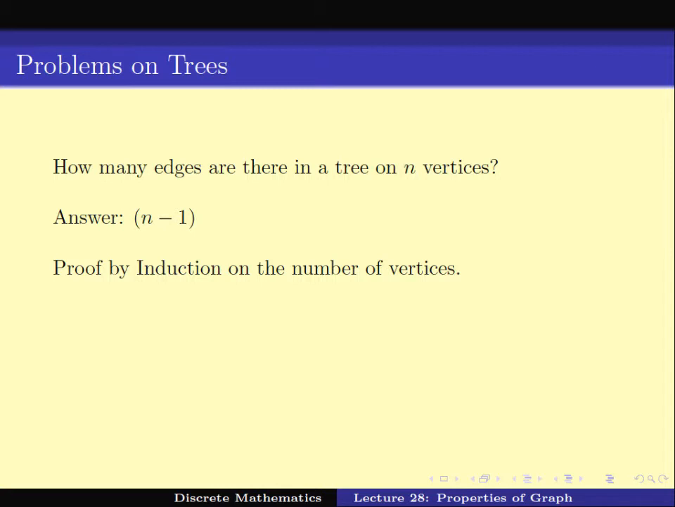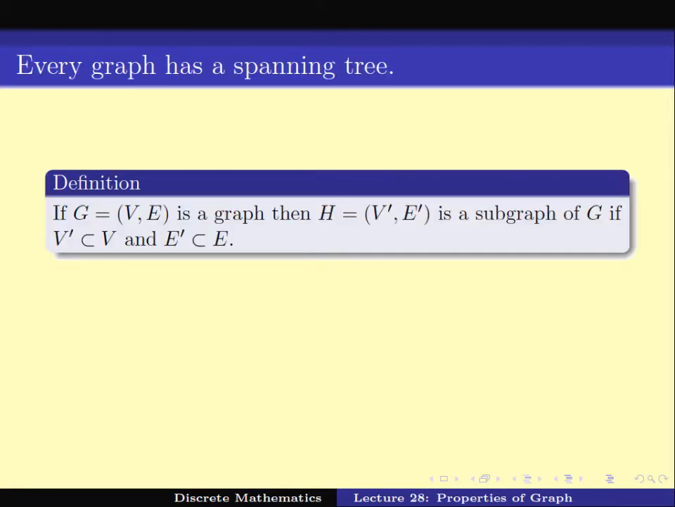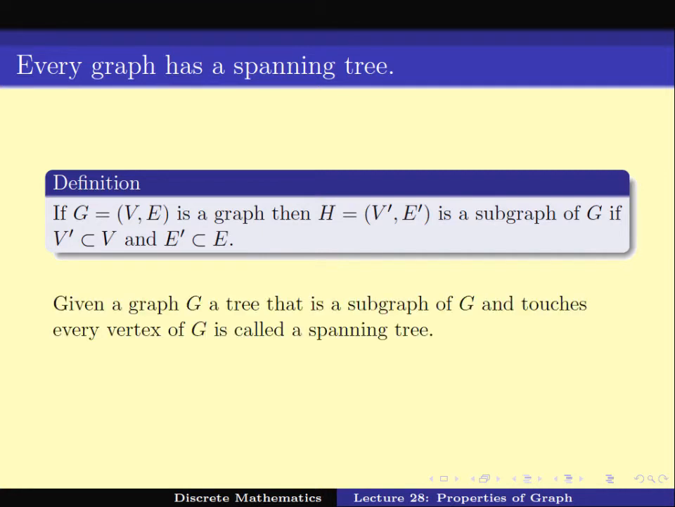Okay, now moving on. Other than trees, there was this concept of spanning tree. Given a graph, if we remove some of the edges and some of the vertices, then whatever we get, we call it a subgraph. Now, given a graph G, a tree that is a subgraph of G and touches every vertex is called a spanning tree. Now the claim is that every connected graph has a spanning tree as a subgraph.